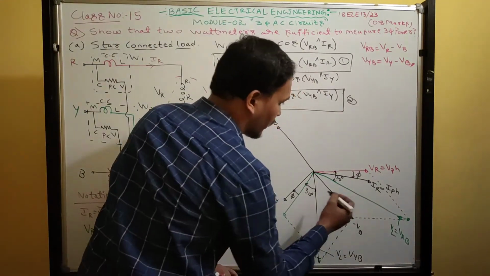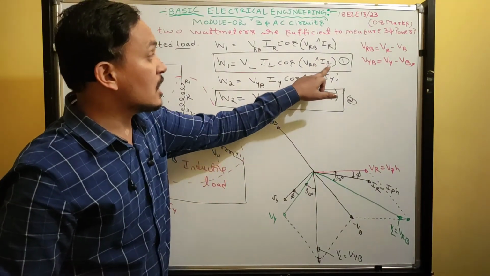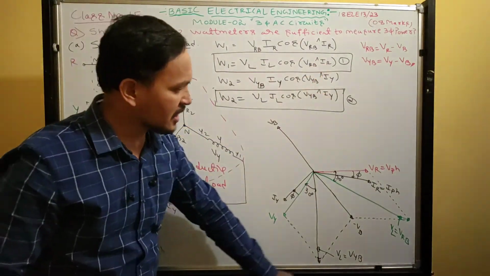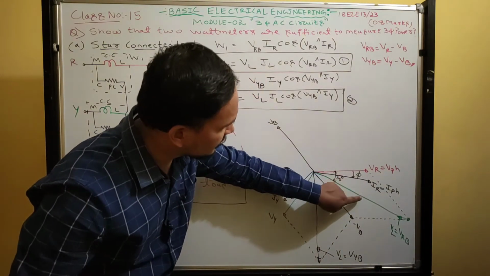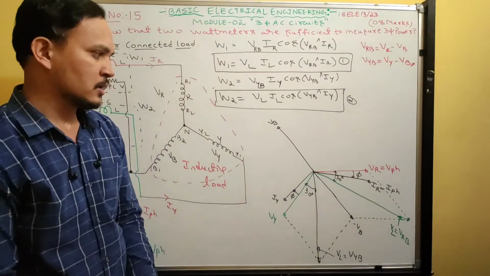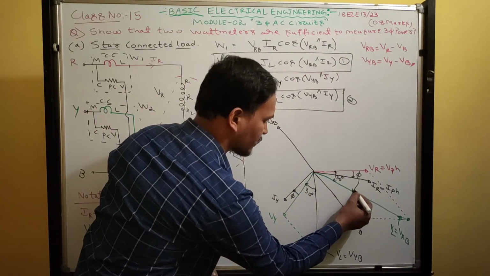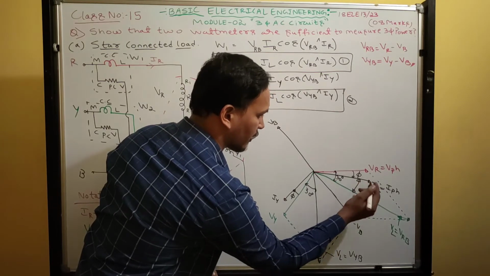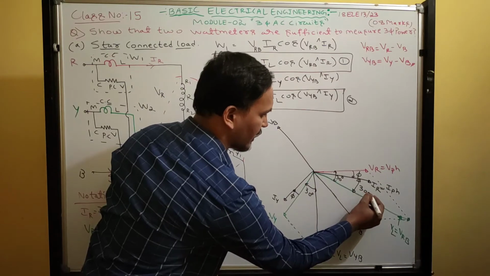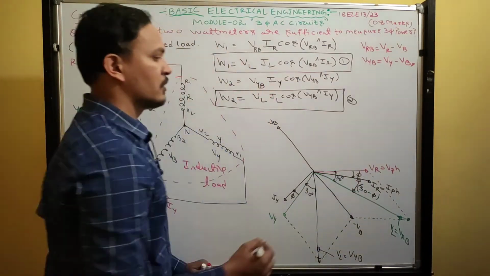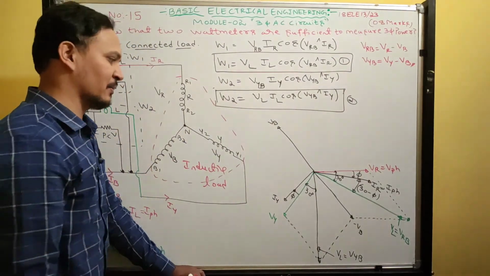Phasor diagram. Now finally what we require? Angle between VRB and IR. Where is VRB? VRB is here. Where is IR? Here. You have to find the angle between these two quantities. What is the overall angle from here to here? 30 degrees. Then the angle from here to here is phi. So the total angle is 30 degrees minus phi. What is the angle between these two quantities? 30 minus phi. Very good.